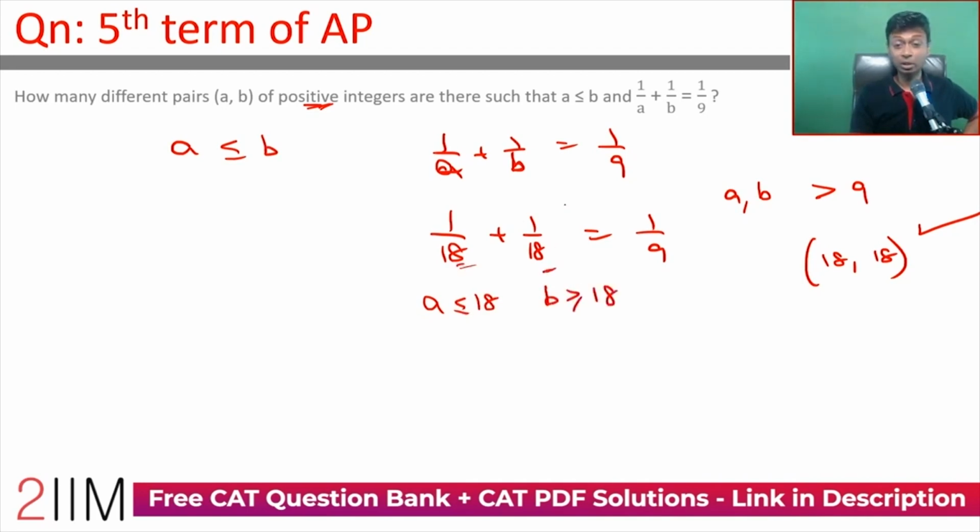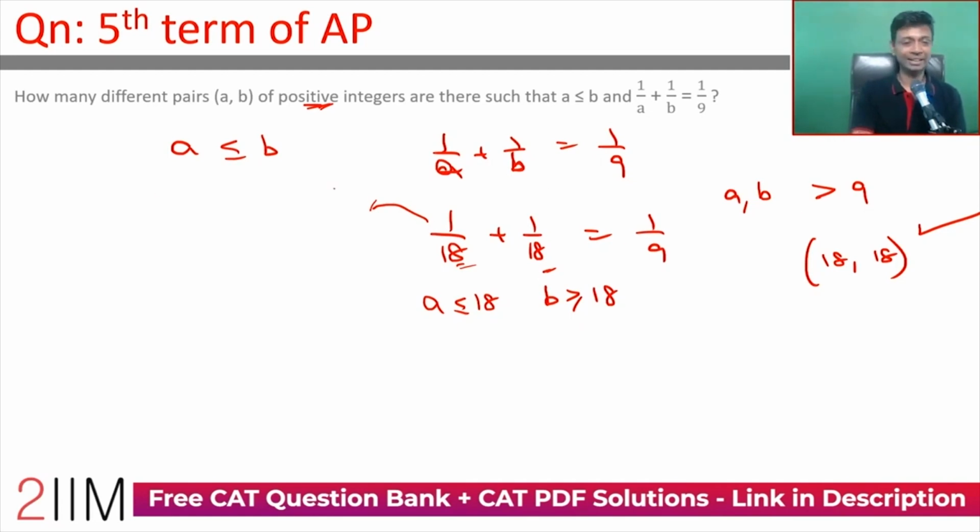If I increase A and B, the total will become smaller. If I decrease both A and B, the total will become greater than 1 by 9. I want 1 by A plus 1 by B to be 1 by 9. That means one number equally split is 1 by 18 and 1 by 18. So we cannot have both less than 1 by 18. We cannot have both more than 1 by 18. So A should be less than or equal to 18. B should be greater than or equal to 18. We know A and B are both greater than 9. Right? That much we know. So A should be less than or equal to 18.